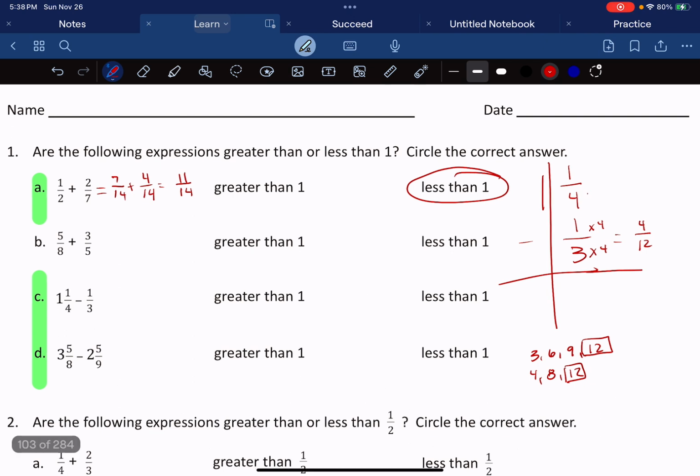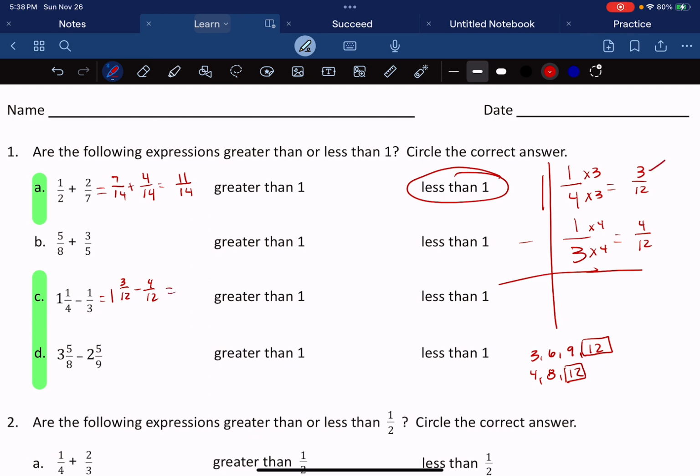For 4, it took me 3 times to get there. So I get 3 out of 12. So I'm going to come over here and rewrite this as 1 and 3 out of 12 minus 4 out of 12.